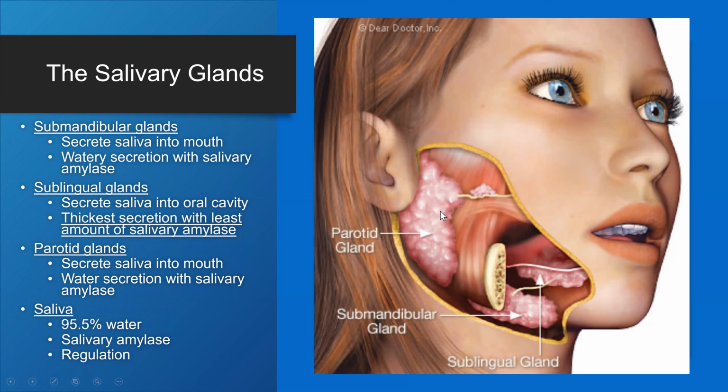Plus, your salivary glands also protect your teeth from bacteria, so they have some antibacterial properties. Saliva is mostly water, 95.5%, and it has salivary amylase, and secretion of salivary glands is regulated by your autonomic nervous system.